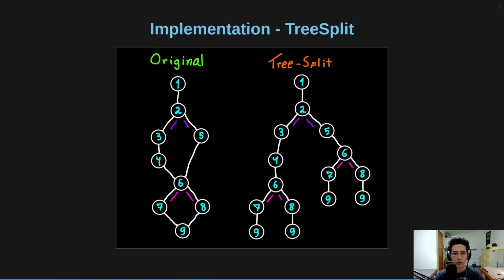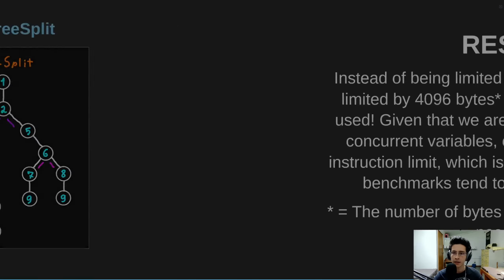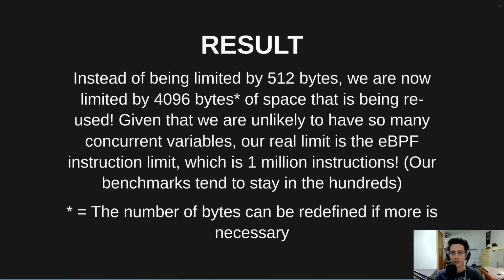So we came up with tree split, where we pick up the original program, and whenever we were to do a merge, we instead duplicate the tree. As a result, the tree is split into different versions, and any sequence that you follow there is simply a sequence of instructions, without any merges. So, instead of being limited by 512 bytes, we are now limited by 4096 bytes of space that is being reused. Given that we are unlikely to have so many concurrent variables, our real limit is the eBPF instruction limit, which is 1 million instructions.